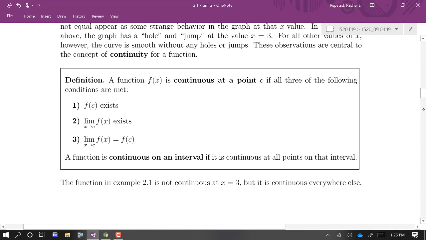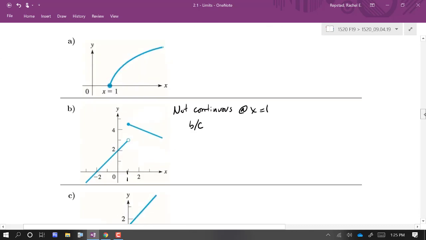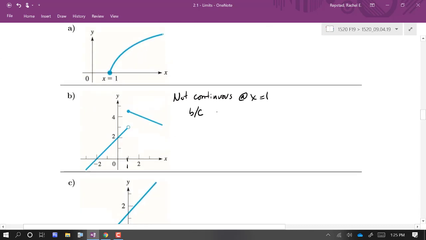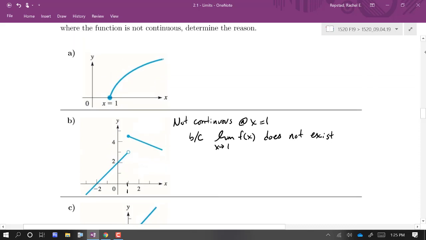Which of these criteria is violated? Number 2. Yeah, the limit doesn't exist because it's not the same from either direction, right? So the limit as x approaches 1 does not exist. Do you have any funny business like that happening in part A?